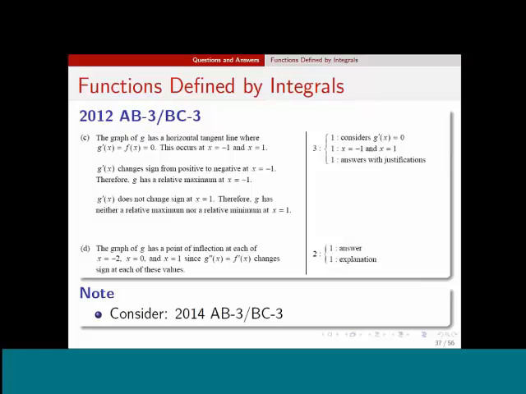In part C, we're looking, again, for the connection that the student makes between g prime and f. There's a conceptual point on the right-hand side. We want to see the student considering g prime of x equals 0. We want them to identify x equal minus 1 and plus 1 as extreme possible places where there is an extreme value, and then 1 point for the answers with justification.